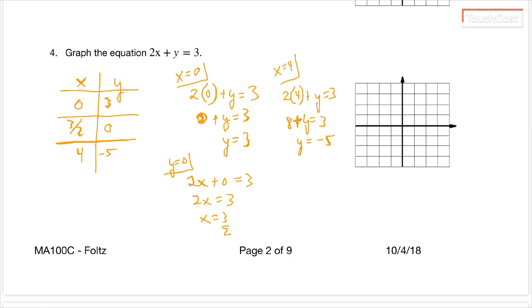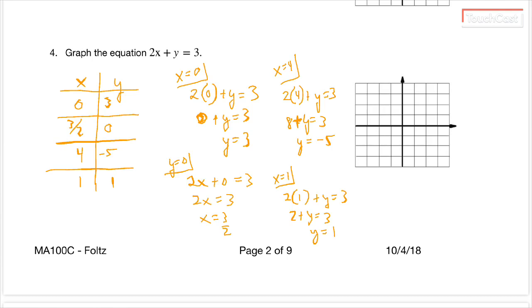We could pick a 1, x equals 1. If x equals 1, then y is going to equal 2 times 1 plus y equals 3. 2 plus y equals 3. y equals 1. So if x is 1, y is 1. So now let's just plot some of these on the coordinate plane.